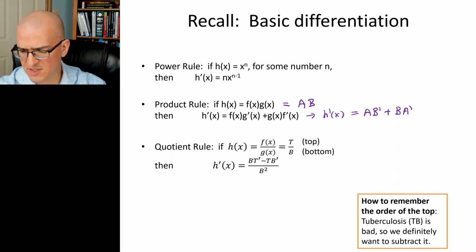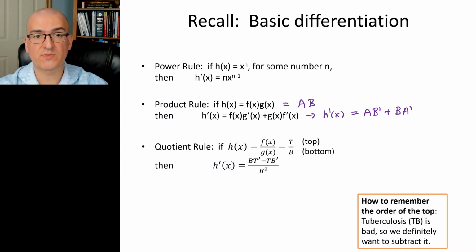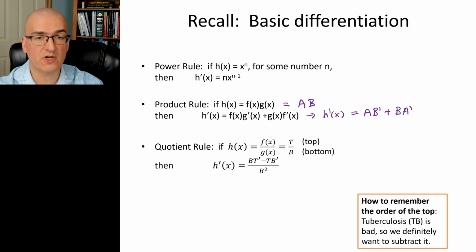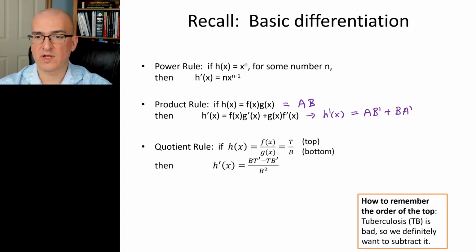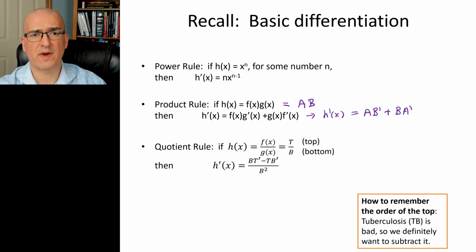The order of that addition does not matter, and the order of the multiplication within those two terms doesn't matter either. So b a prime plus b prime a, that's fine. As long as you have all the right ingredients in the right combination, you're combining the right things, not a times a prime, b times b prime, for example.